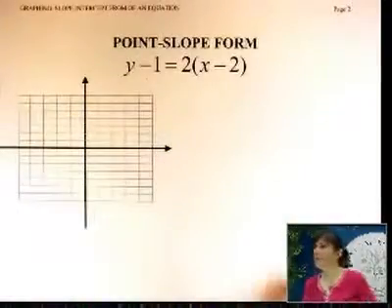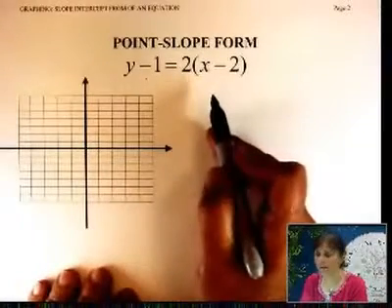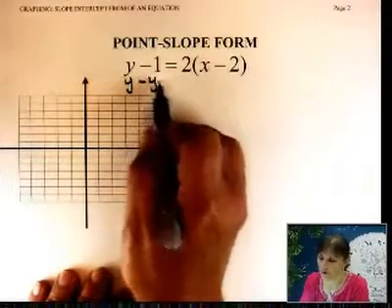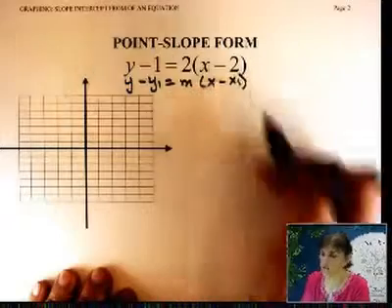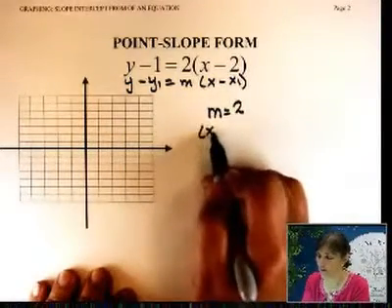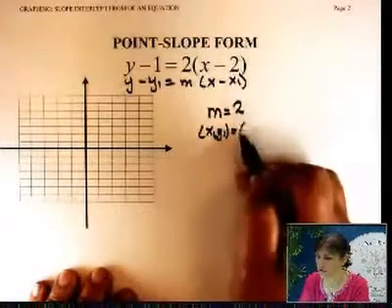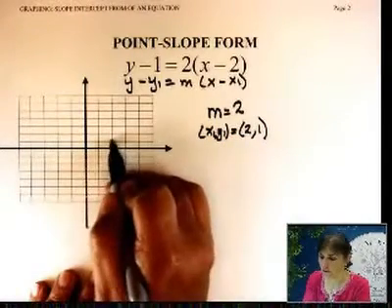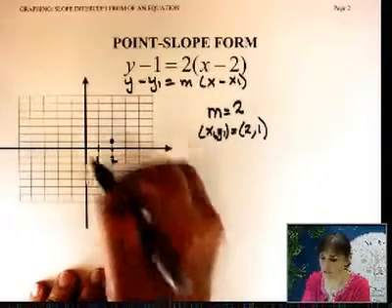Okay, let's do another one. y minus 1 equals 2 times x minus 2. Line up the formula. y minus y1, m, x minus x1. Write down what m is. Write down what x1, y1 is. x1 is 2, y1 is 1. 2, 1. Make sure you put the tick marks.